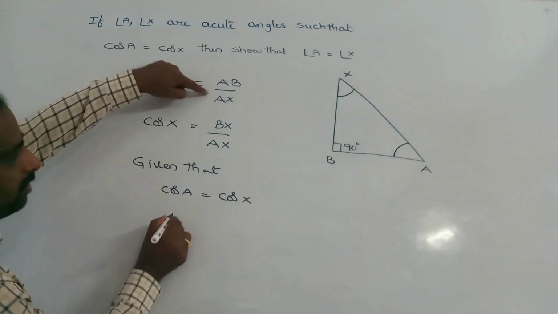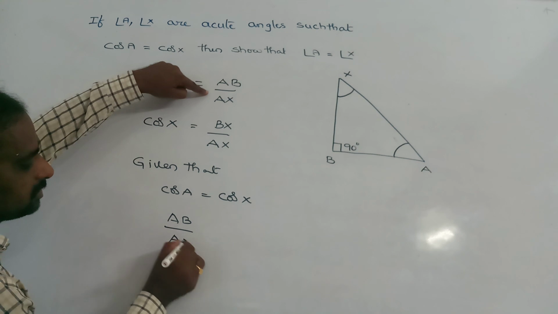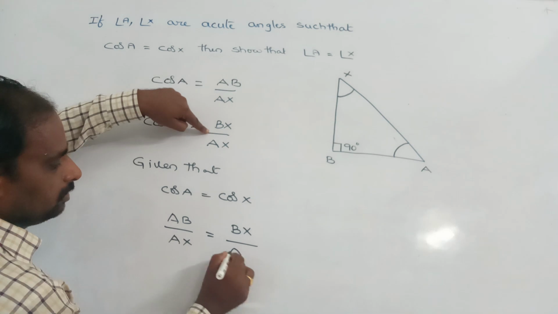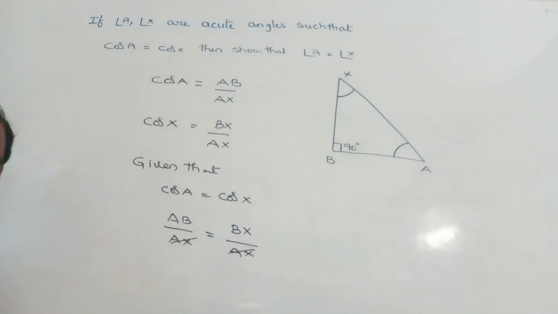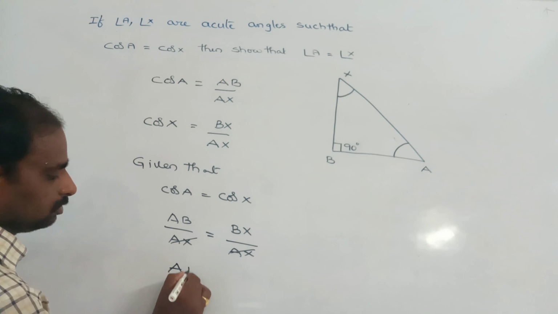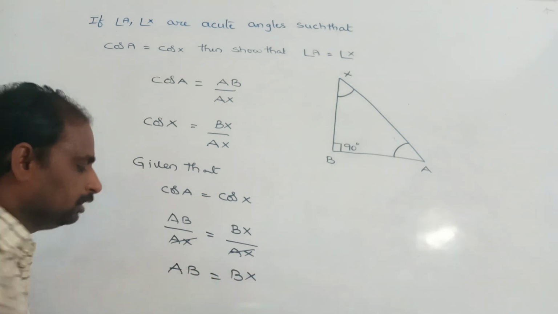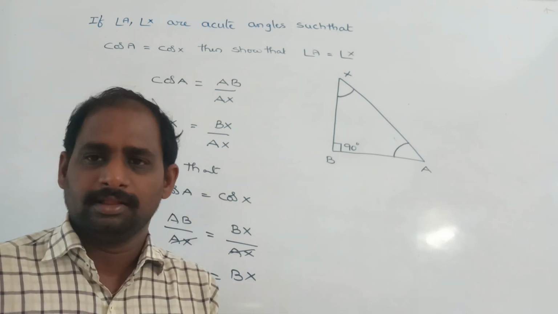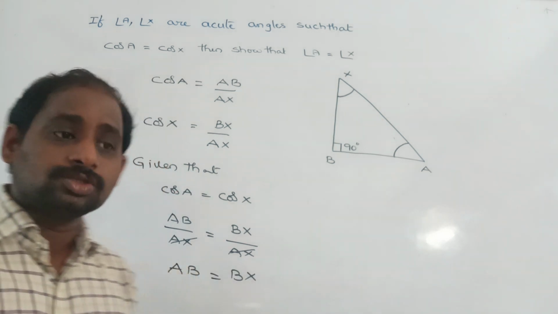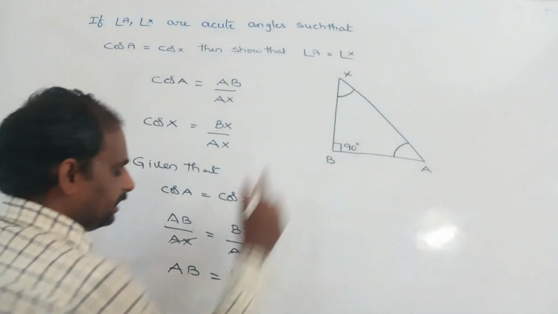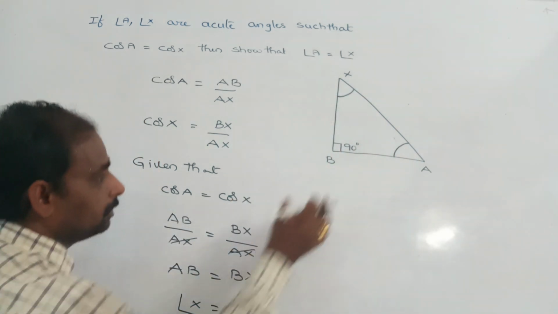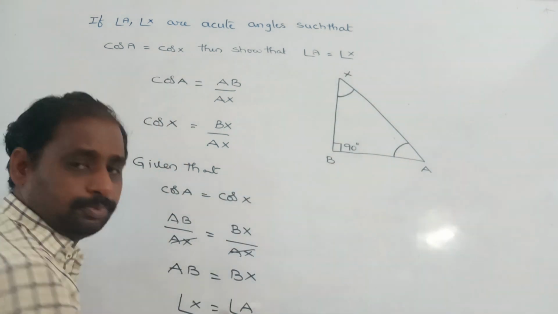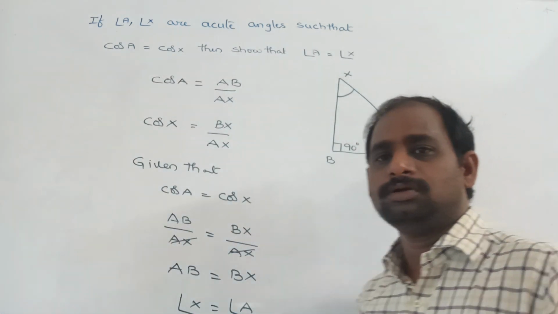Already we know that cos A is AB by AX and cos X is BX by AX. AX gets cancelled, so AB is equal to BX. Clearly, two sides of the triangle are equal. Automatically, the angles opposite to equal sides are also equal. AB's opposite angle is angle X, BX's opposite angle is angle A. So actually, we need to prove this one only: angle A is equal to angle X.